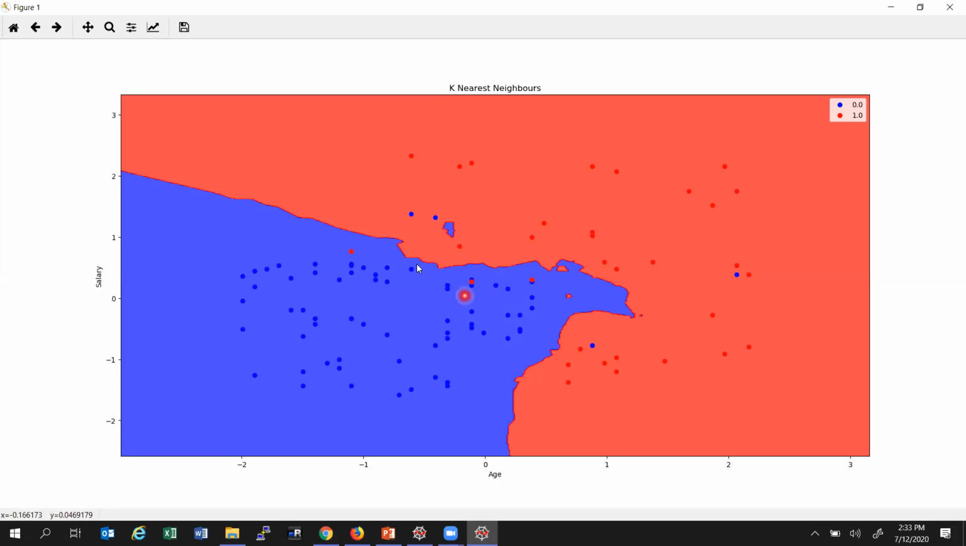So here is one more thing. You see this blue region. Some part of the blue region is coming in between red also. See this. And some part of the red region is coming in between blue also, totally under blue. So this also happens.